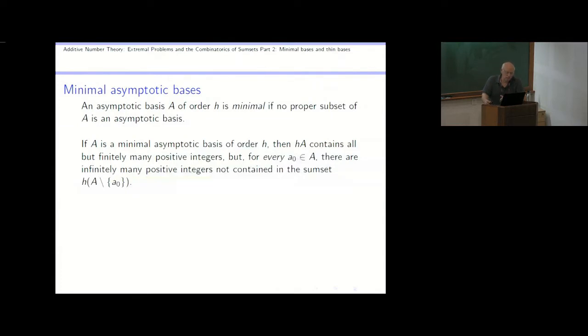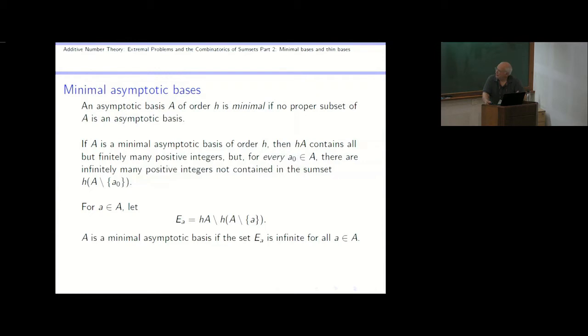And to construct these, or even to prove they exist, is not a completely trivial matter. If you want to say, well, what this set E sub A is, this is just the set of elements in the sum set that you lose that are no longer represented if you delete the element A. So if you take the h-fold sum set of A with this element little a deleted, the difference set is just the elements that you lose. And to say you have a minimal asymptotic basis means that this set E sub A is always infinite. It's infinite for every A in the set.